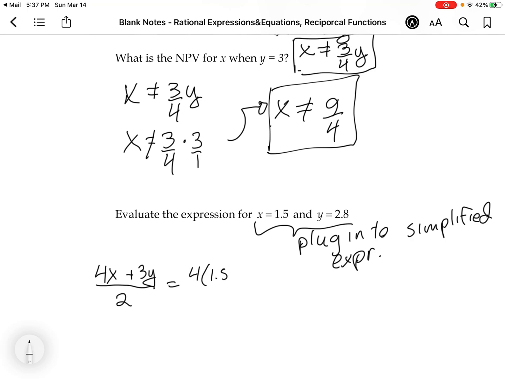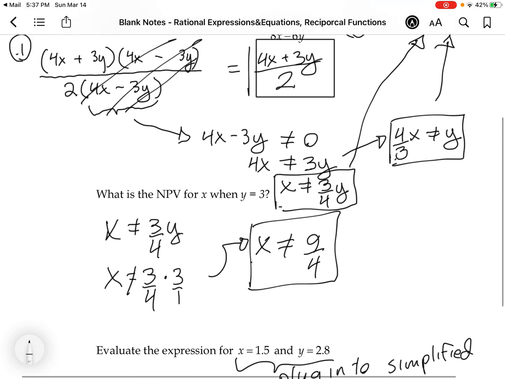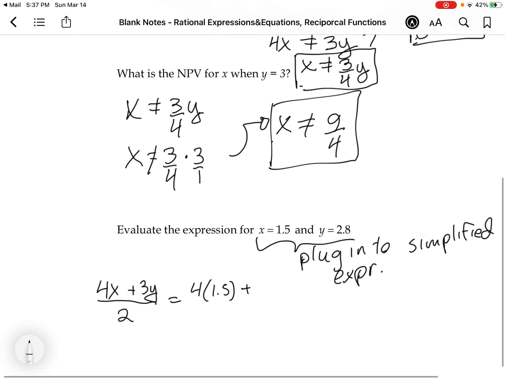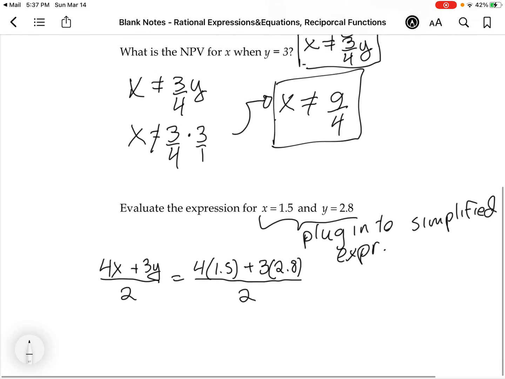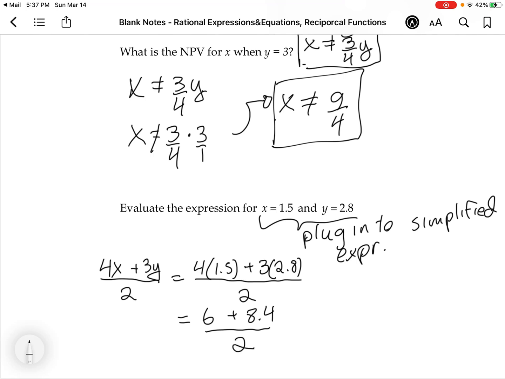So 4 times 1.5, is it plus or minus? Hold on, plus 3 times 2.8 over 2. And that is 6 plus 3 times 2.8, which is 8.4, over 2. 6 plus 8 is 14, so 14.4 over 2, which is 7.2.